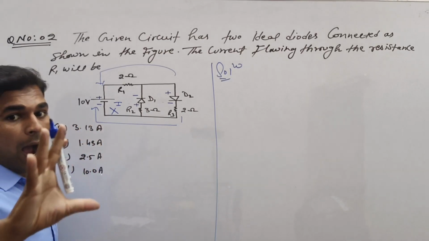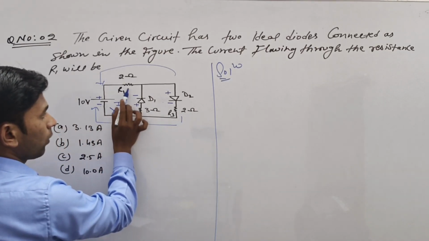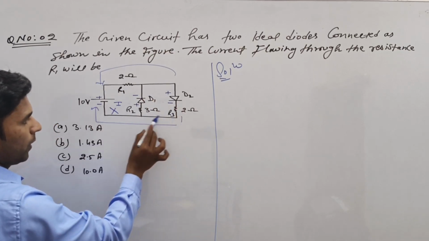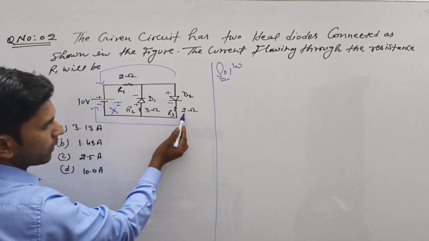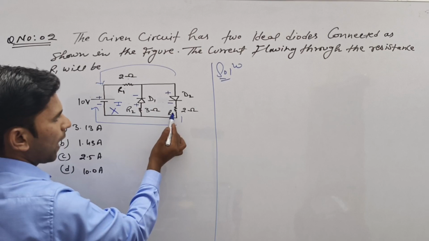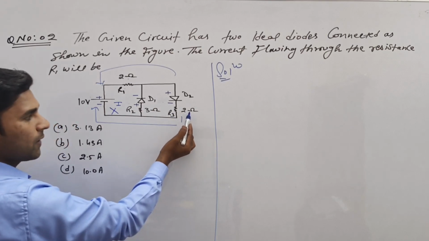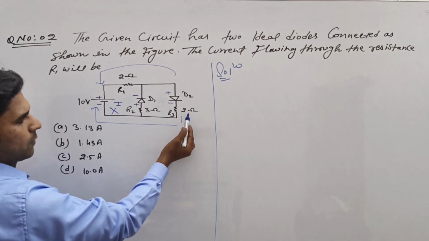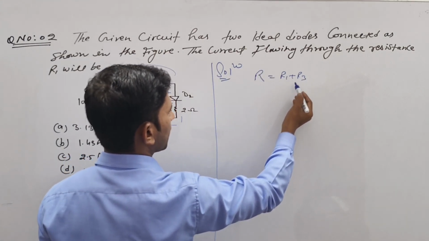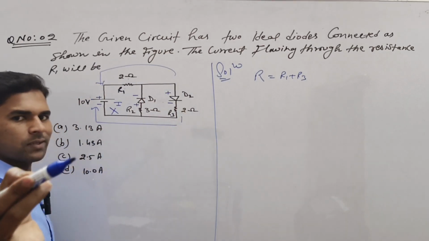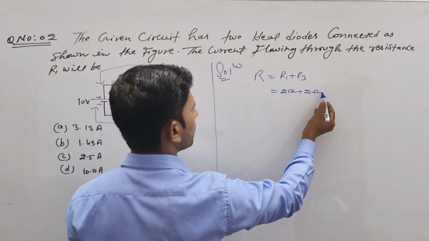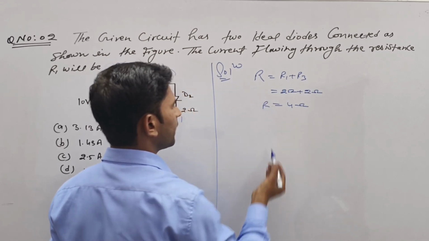We need to find the current that is flowing through this R1. So here we consider the total resistance in this complete branch: R1 here and R3 here. The complete resistance in this line is R1 equal to 2 ohm and R3 equal to 2 ohm. So first we consider total resistance R equal to R1 plus R3, because this is a series combination. So 2 ohm plus 2 ohm, that is 4 ohm total resistance.